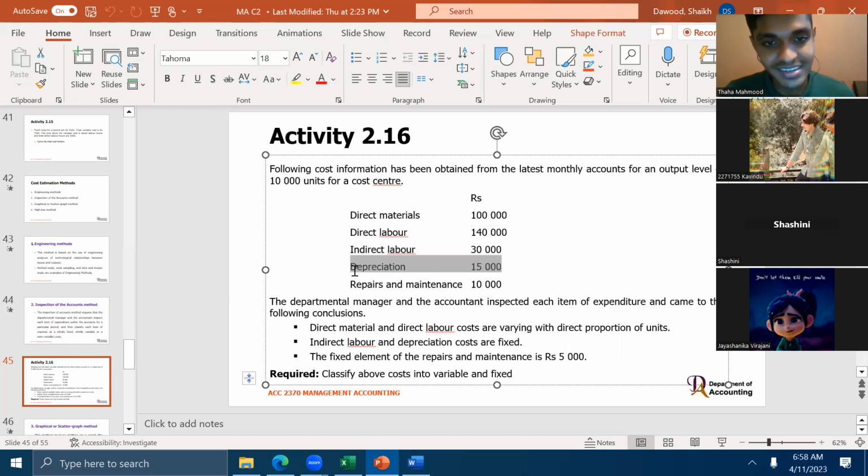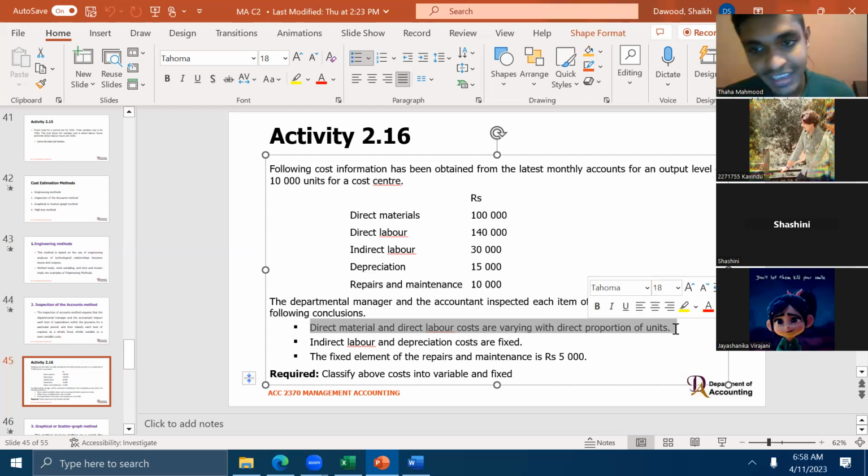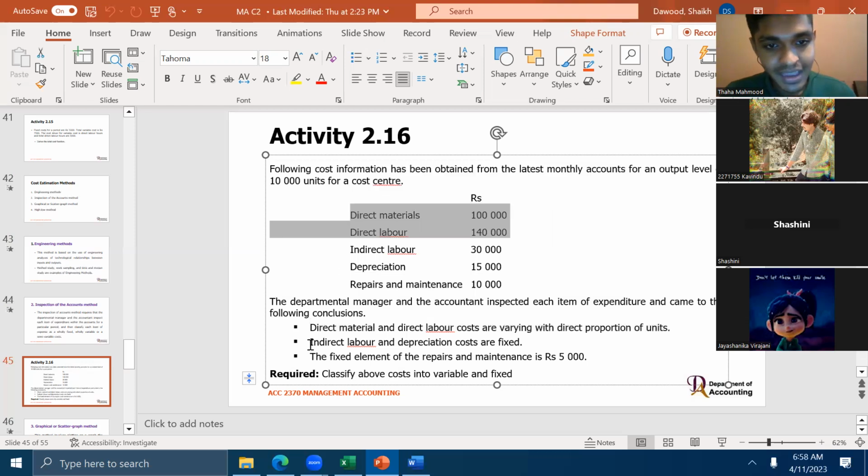We could say depreciation is a fixed cost. Repair and maintenance, we can say it's a fixed cost. The departmental manager of the account inspected each item of expenditure and came to the following conclusions. Direct material and direct labor costs vary in direct proportion to units. Observe they classify these both as variable costs. Indirect labor and depreciation costs are fixed.